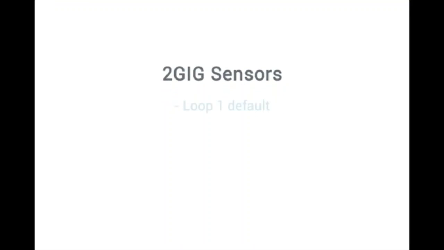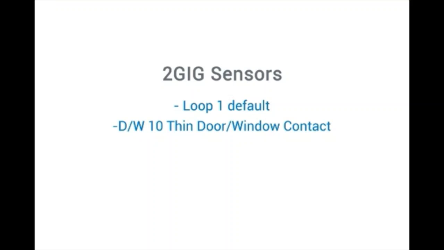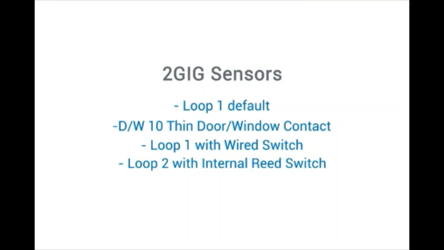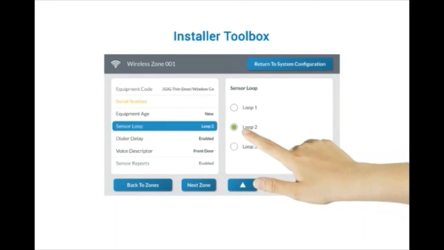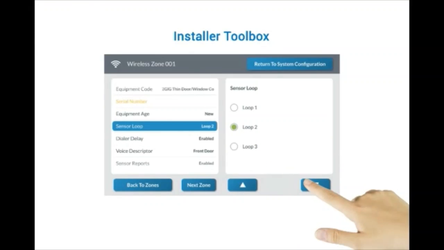The loop number determines the method with which the sensor will be tripped. The majority of 2 gig sensors have only one method, so the default is loop 1. The most common device with a second loop is the DW10 thin door window contact. Loop 1 when using a wired switch, and loop 2 when using the internal reed switch, just the sensor and a magnet. Using the correct loop number is critical for proper sensor and panel communication. Once the appropriate loop is selected, press the down arrow or select another option on the left.